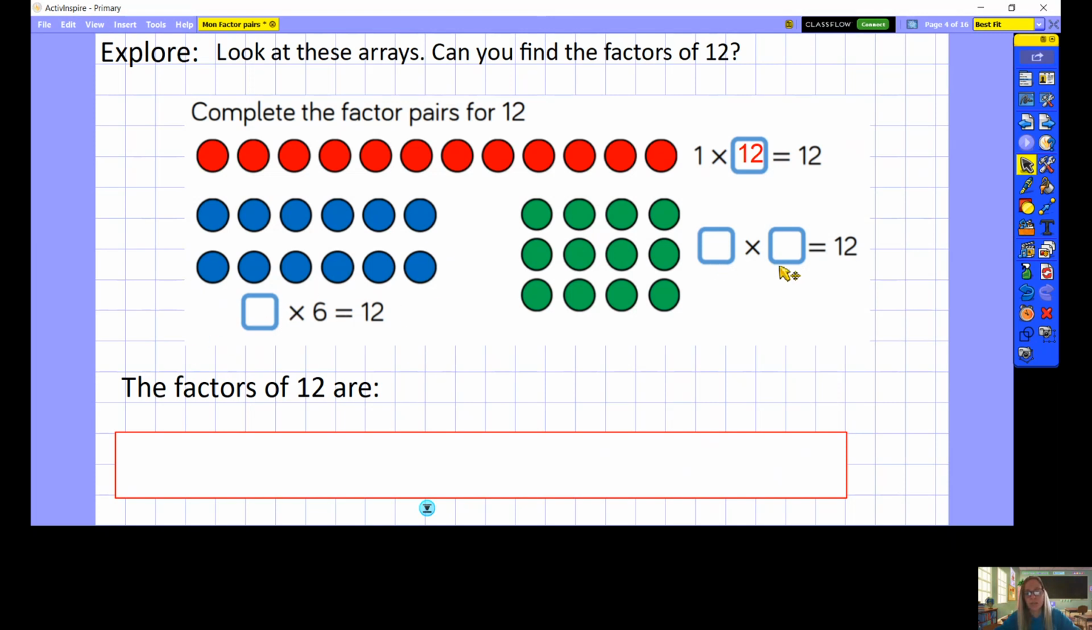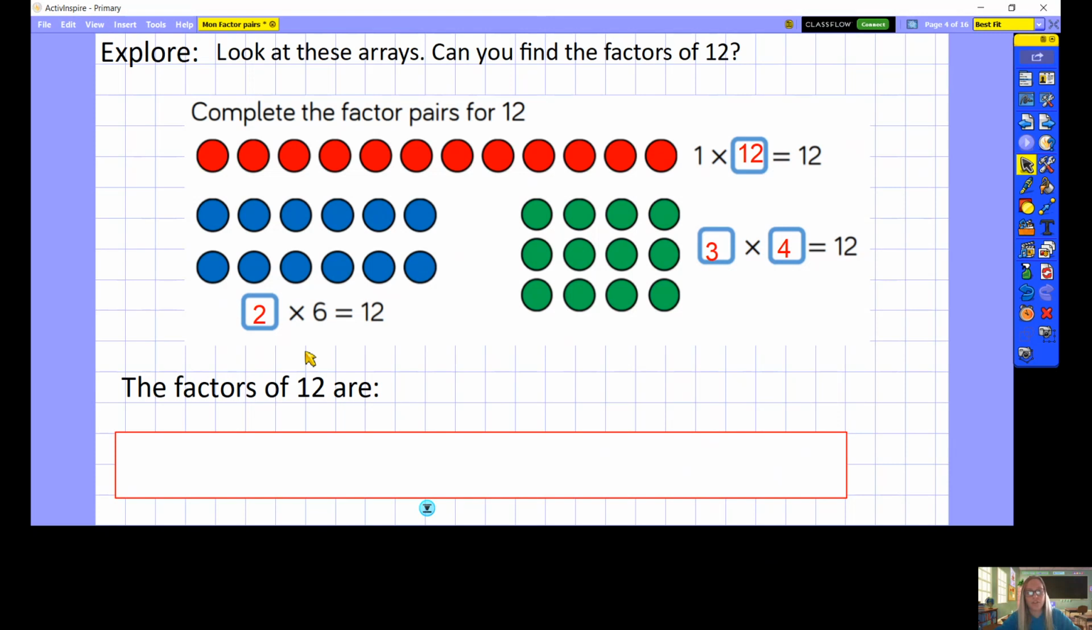And something times something also equals 12. So here is another array to help you complete that calculation. Pause the video now and have a go at completing those two calculations to find more factor pairs for 12. So 2 times 6 equals 12. And 3 times 4 equals 12.